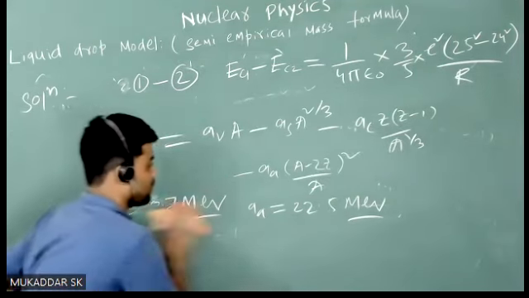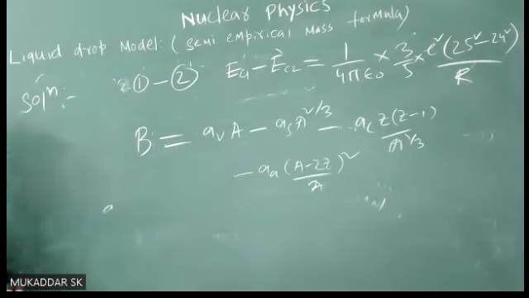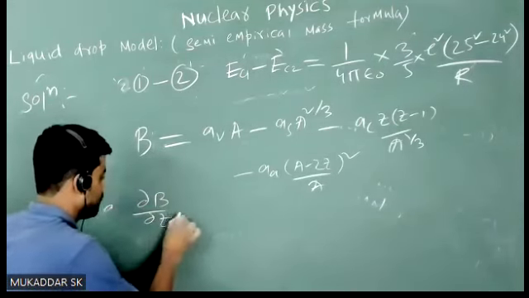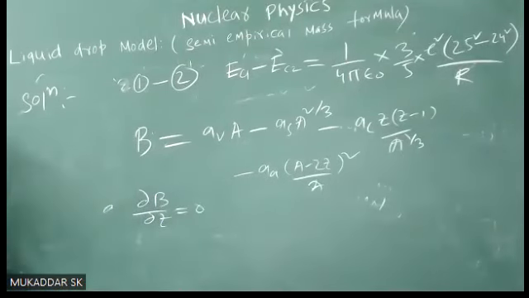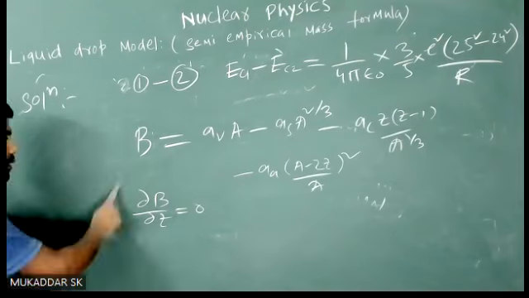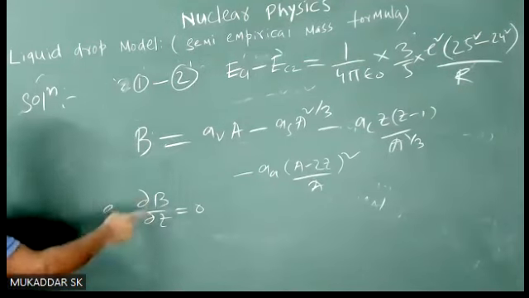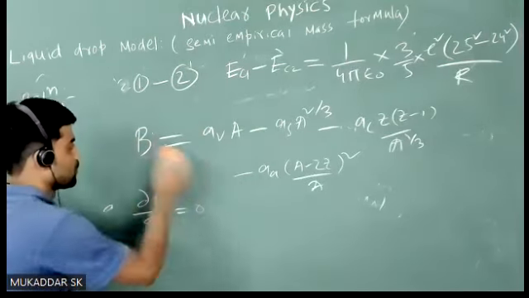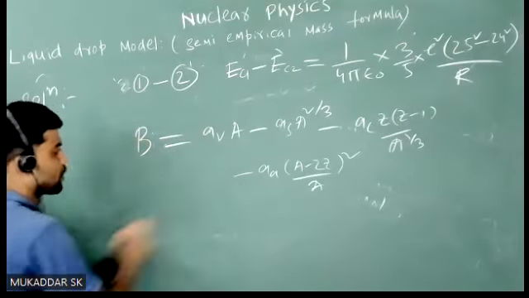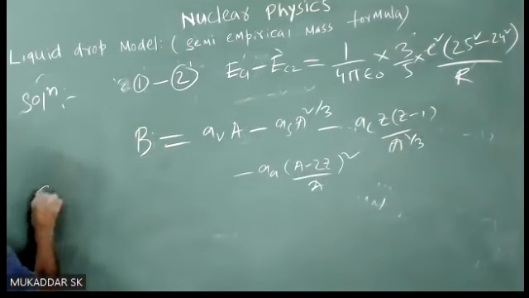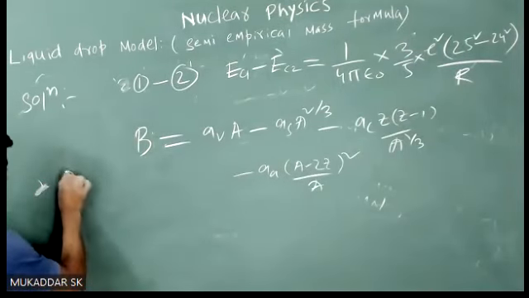What do we do for maximum or minimum? Del B by del Z will be 0, right? Because for the most stable nucleus, the binding energy will be maximum, and the condition for maxima is del B by del Z is 0. Can you do it now? Yes sir. So if you do it, del B by del Z, sorry.